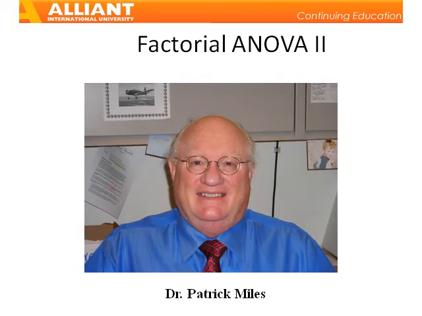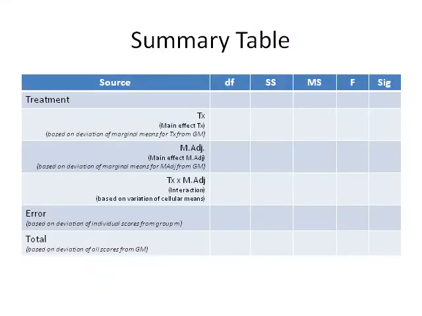In this class, we will continue our discussion of the Factorial Anova by exploring further the example we discussed in the previous class. Please refer to those data as needed to help your understanding during this class. Now, let's consider what happens in a Factorial Anova by looking at the summary table.